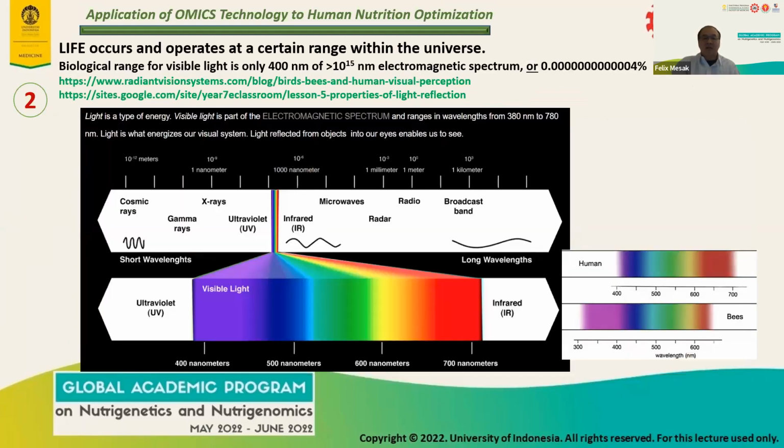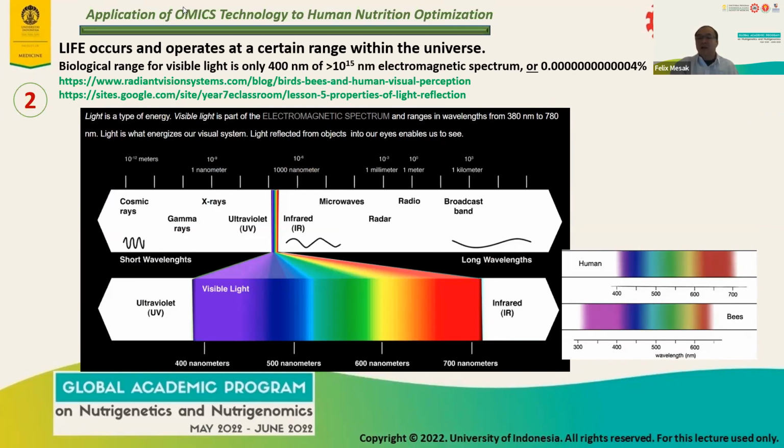this biological range of visible light. The term light refers to a type of energy. Visible light has wavelength ranging from 380 nanometers to 780 nanometers, and is a portion of the electromagnetic spectrum. Our visual system is energized by light, which is reflected from things into our eyes and allows us to see.